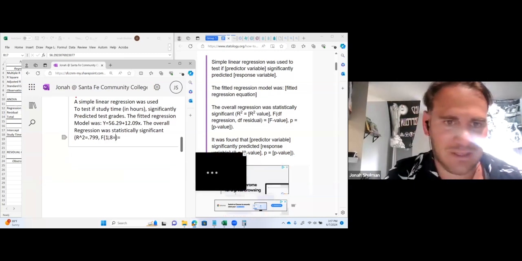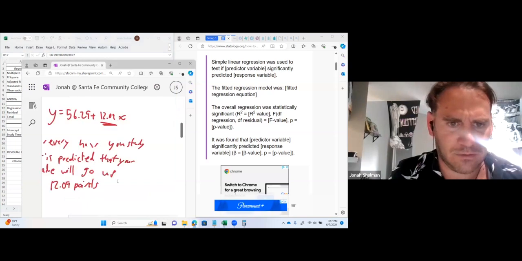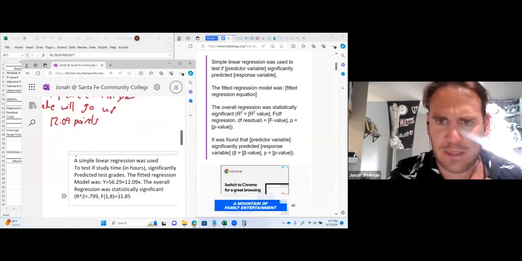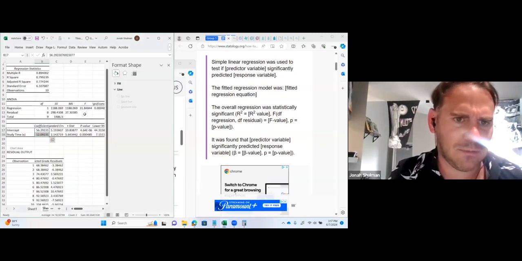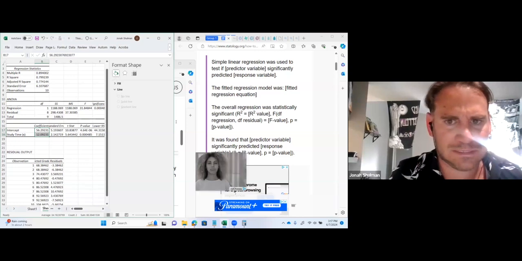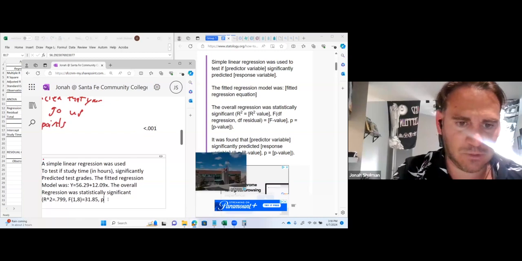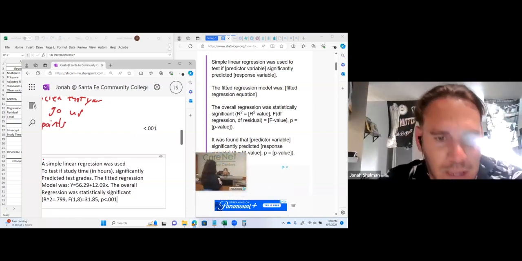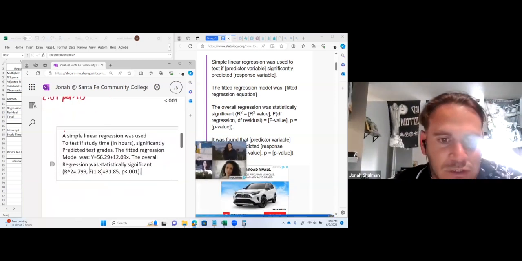And then we do equals the F value. Our F value for this case is 31.85. And then all we have to do is comma P. Because our P is so small, we're not going to put 0.0004, we're just going to put less than 0.001. Whenever it's that small, you just put less than that. Ta-da! This is how my little study would look if we actually wrote it up.